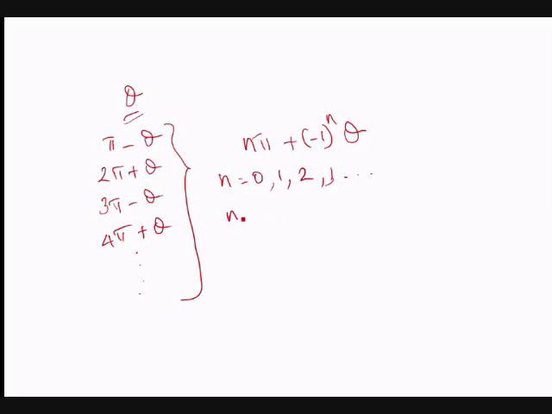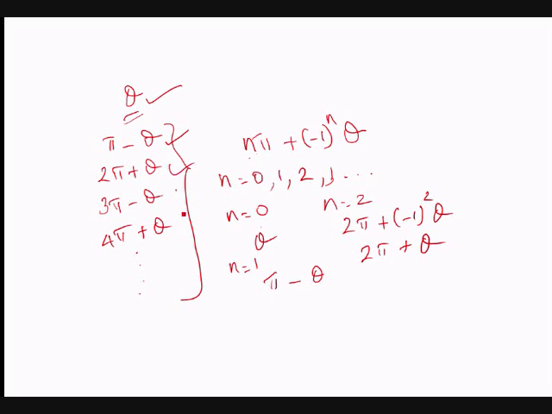Let's substitute n equal to 0 and check this. If I put n equal to 0 here, this is 0, and (minus 1) power 0 is 1, therefore you get theta, and you get this value. If you substitute n equal to 1, we get 1 pi, which is pi, plus (negative 1) power 1, which is negative 1, and therefore pi minus theta, which is this angle. If I substitute n equal to 2, then I get 2 pi plus (negative 1) power 2 theta, which is 2 pi plus theta, which is this angle, and so on.